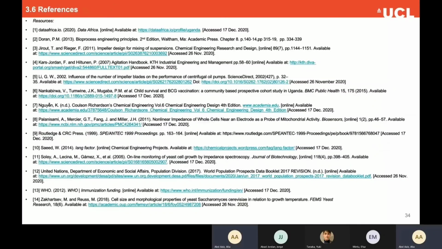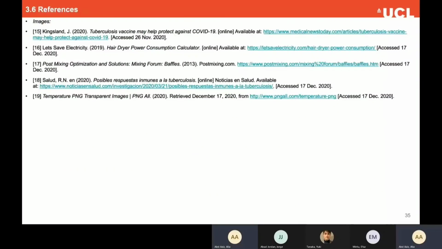And this is the reference that we use for the resources and also the reference we use for the images.